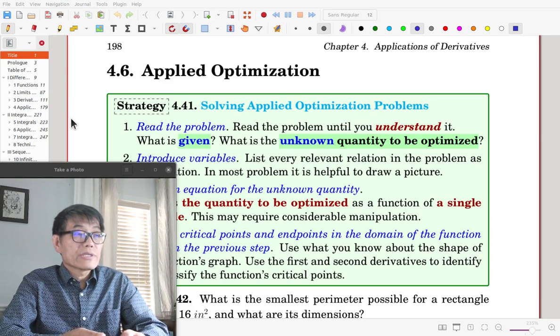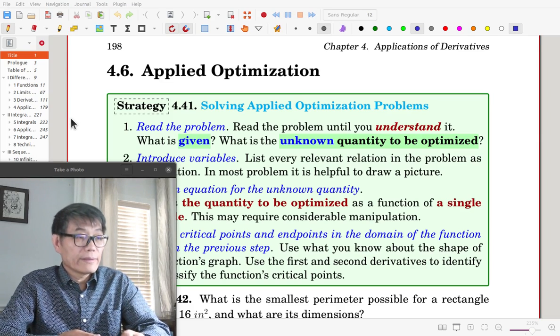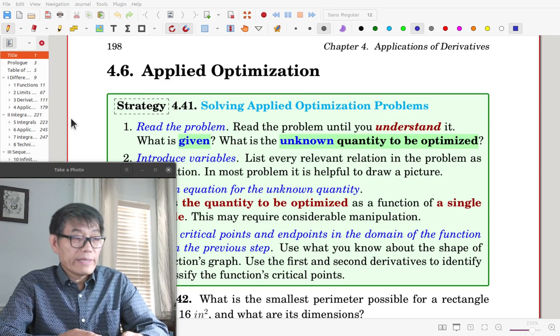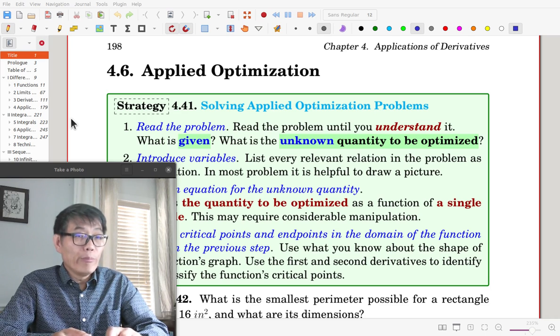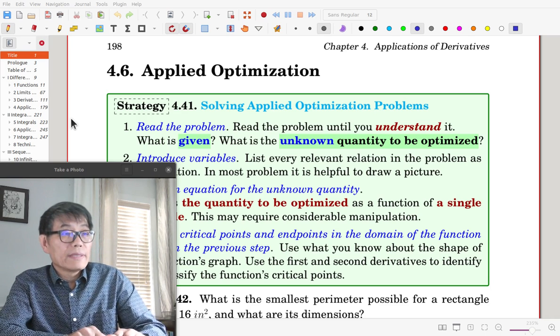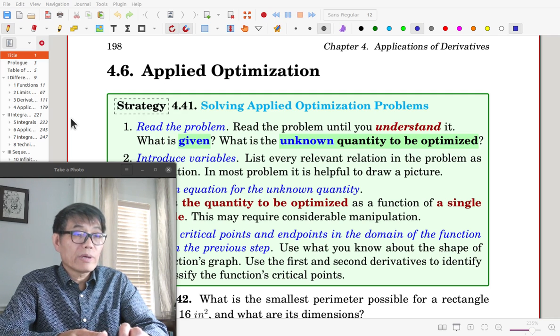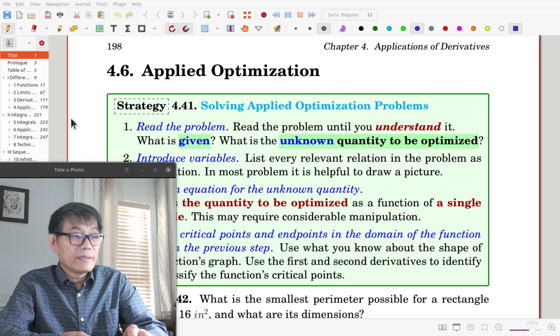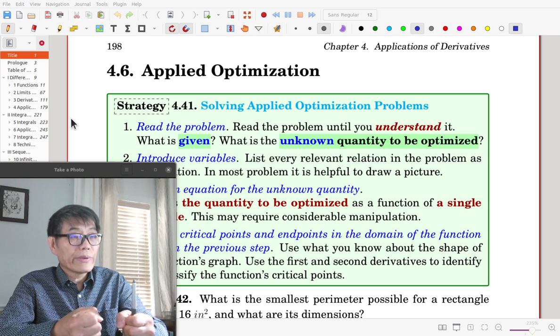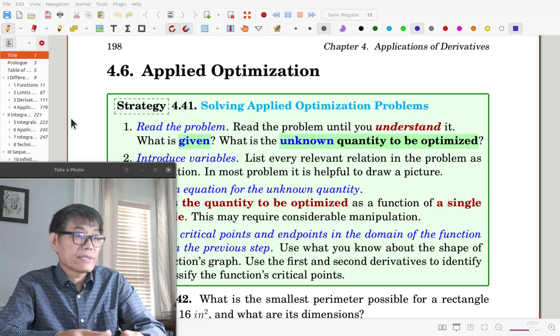Now it is section 4.6, applied optimization. Optimization is to find maximum or minimum. In this section, you will solve some applied optimization problems using derivative techniques. In each problem, you will have two components. One is given, the other one is the unknown quantity to be optimized.